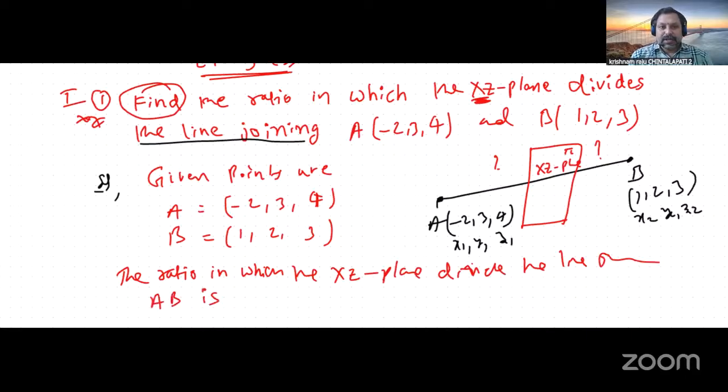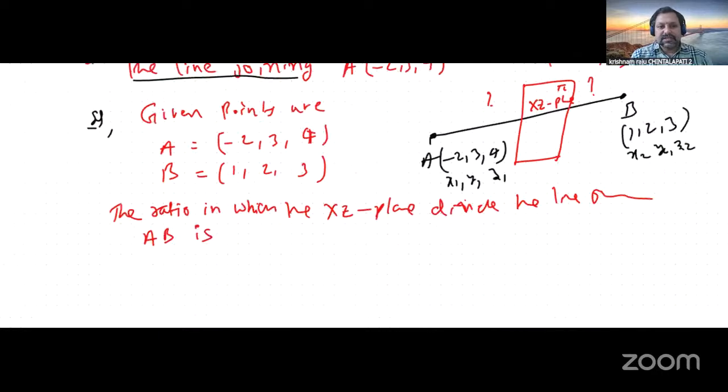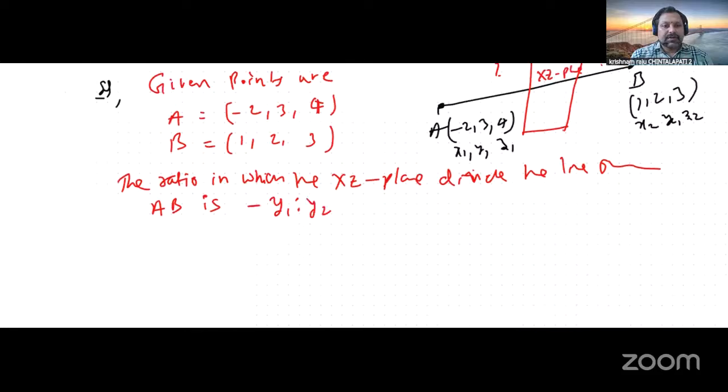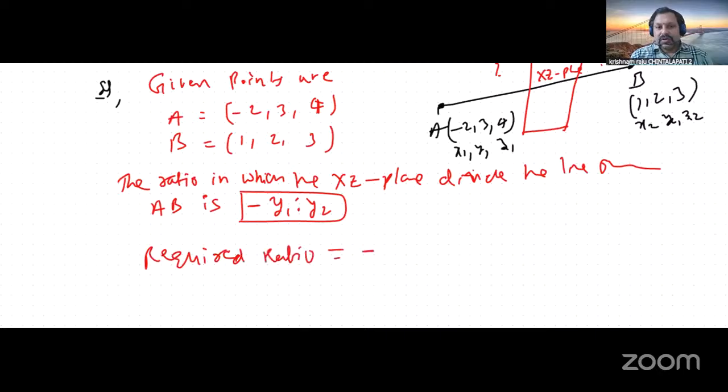For XZ, what is missing? Y. So the answer is in terms of Y. That is minus Y1 is to Y2. Minus Y1 is to Y2. So this is the formula, highlight the formula. So the required ratio is minus Y1. What is the Y1 value? 3, is to Y2. What is the Y2 value? 2.